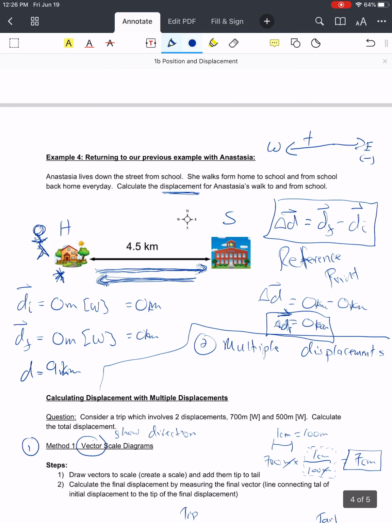So now I want you to give it a shot. I want you to do example 4. I want you to do it using multiple displacements. So you have displacement 1 here, and then you have displacement 2 coming back. I want you to try it. You should get your final answer still to be 0 kilometers. So give it a shot. Don't forget about your directions, and good luck.